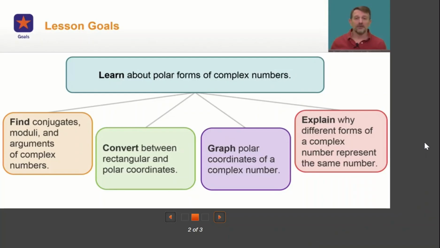You will look at several problems involving finding conjugates, moduli, and arguments of complex numbers, converting between rectangular and polar coordinates, graphing polar coordinates of a complex number, and explaining why different forms of a complex number represent the same number.